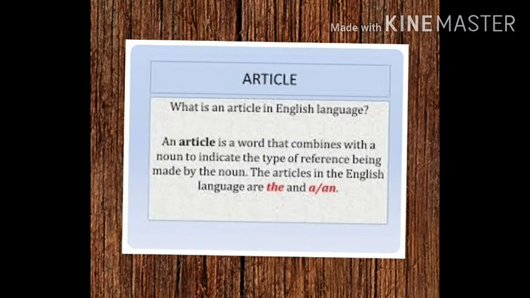Good morning, friends. Today we are going to learn about articles. So, first of all, we need to understand what is an article in English language. An article is a word that combines with a noun to indicate the type of reference being made by the noun. The articles in the English language are the and a or an.